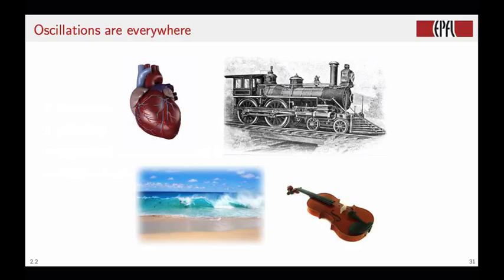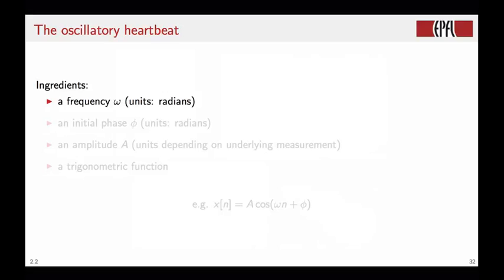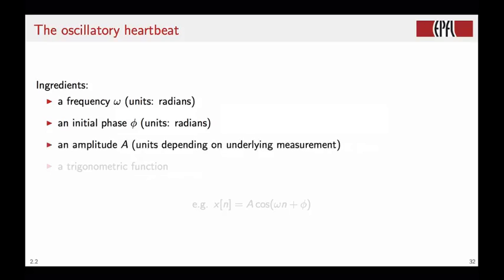As we have said in the previous submodule, oscillations are everywhere. The cardiac beat, the whistle on the train, the waves on the ocean, the violin strings. The oscillation needs the following ingredients. First, we need a frequency. The unit will be radians. So we will always look at the unit circle, and the full circle is in radians 2 pi. There will be an initial phase phi in the same unit, of course, radians. There will be an amplitude. This amplitude will depend how we measure the physical phenomenon.